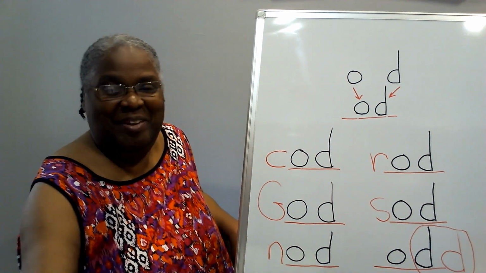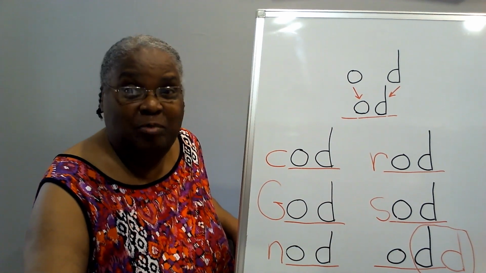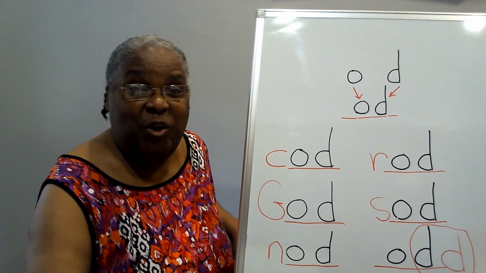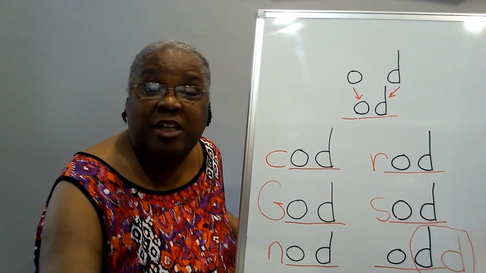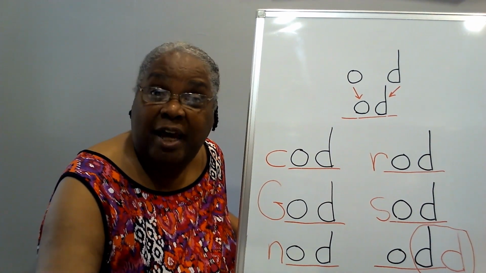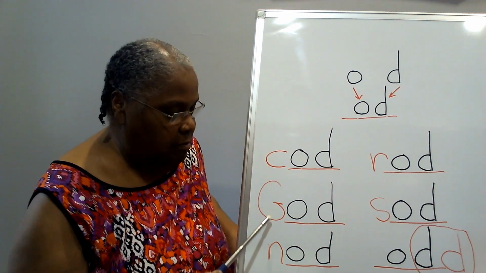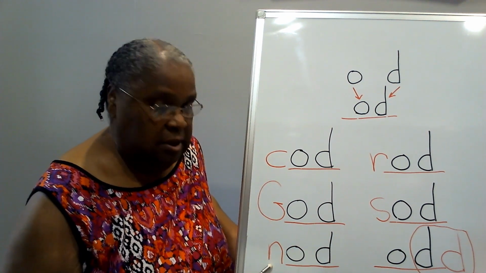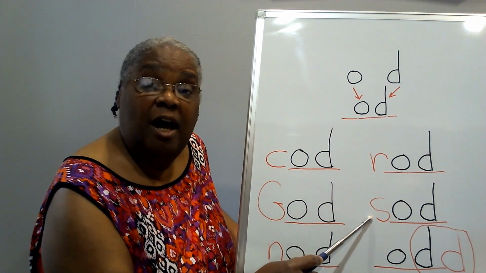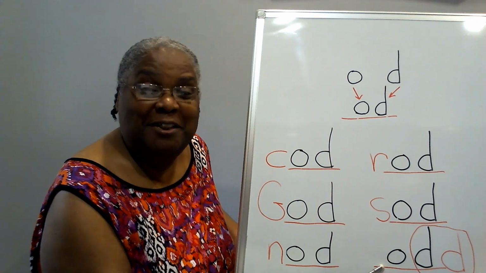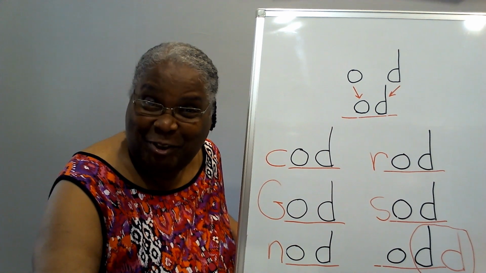Great job. Now, we will review the words that we have formed in this lesson. Remember that we are to sound out the letters in each word with a smooth flow when we read the words. Repeat after me. Ready? Cod, God, nod, rod, sod, odd. Great job. Congratulations, you made it to the end of lesson 2.